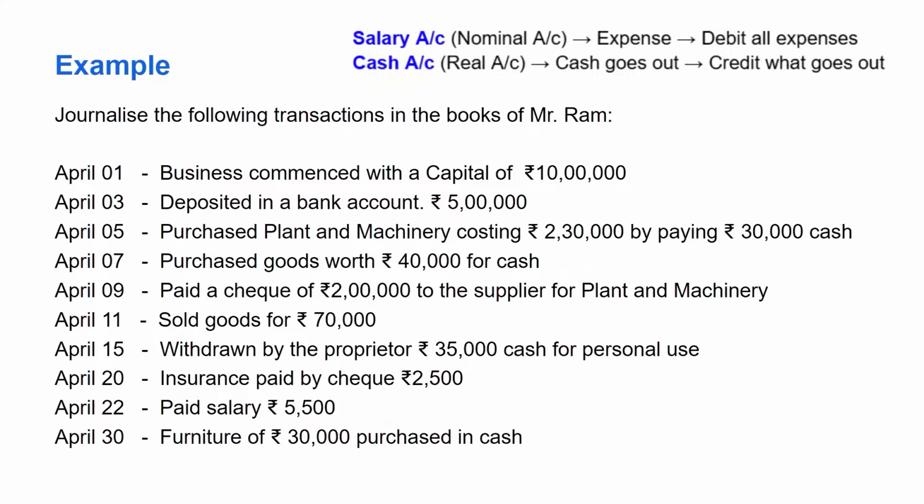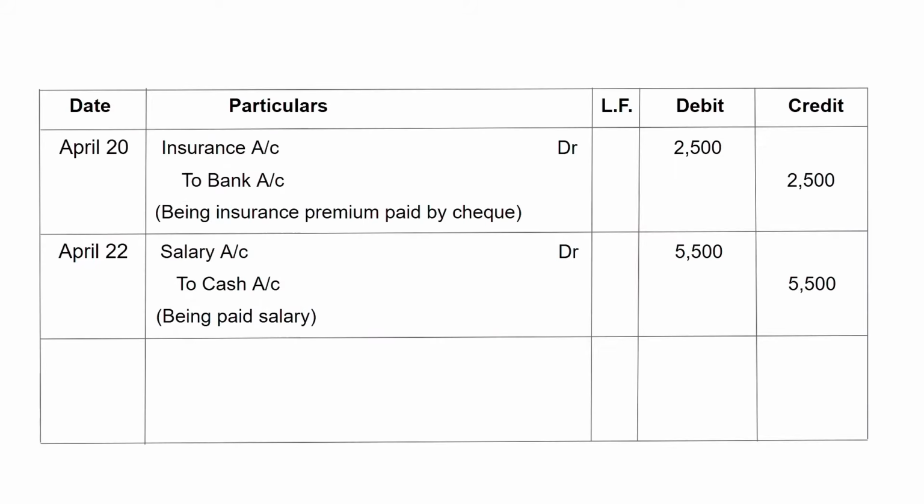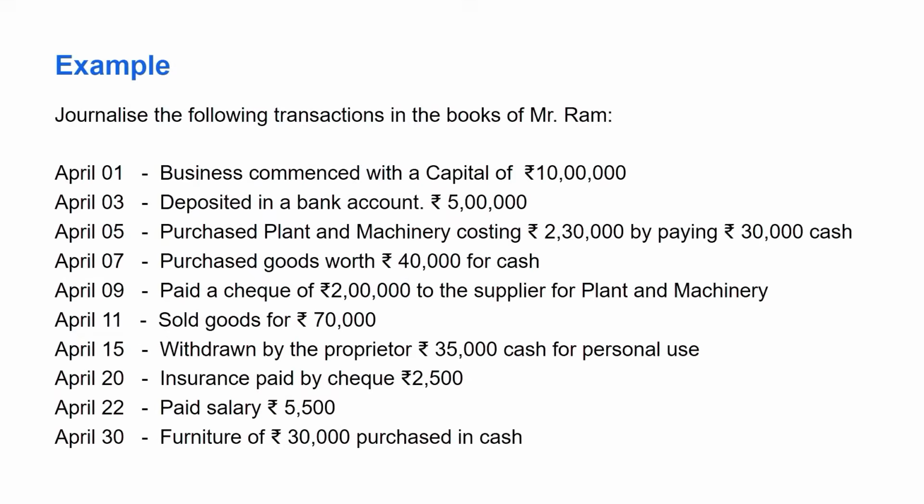And the next transaction is April 22, paid salary 5,500. Here the two accounts are salary account and cash account. Salary account, it is nominal account and it is expenses to the business. So debit all expenses. And cash account, cash is a real account, cash goes out of the business. So credit what goes out. So we record it as April 22, salary account debit 5,500 to cash account 5,500, being paid salary.